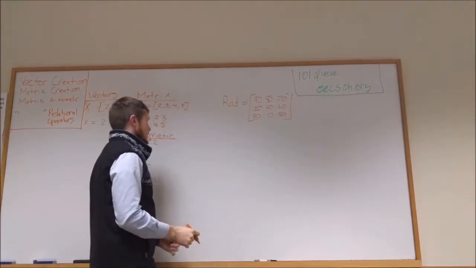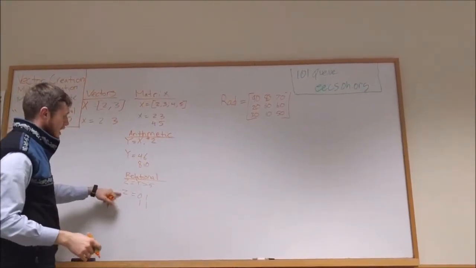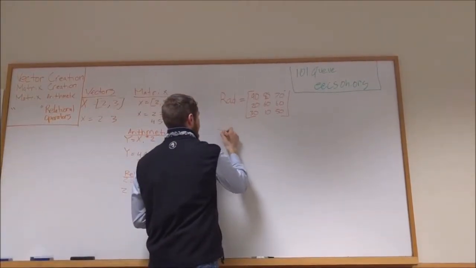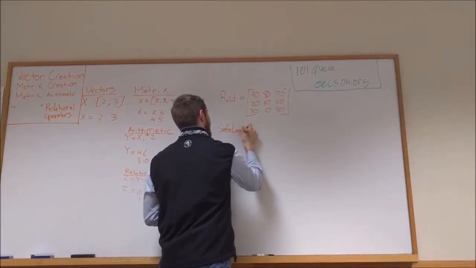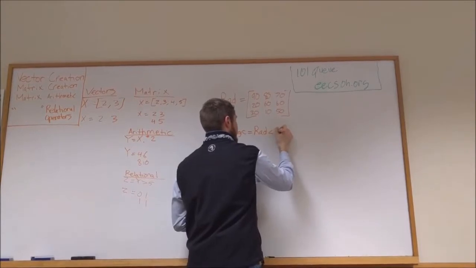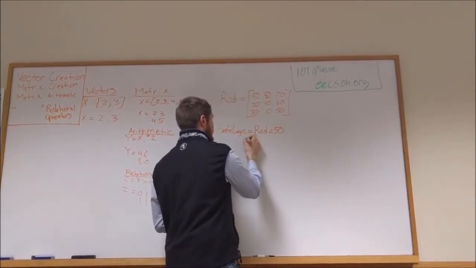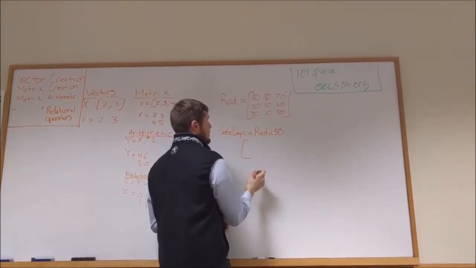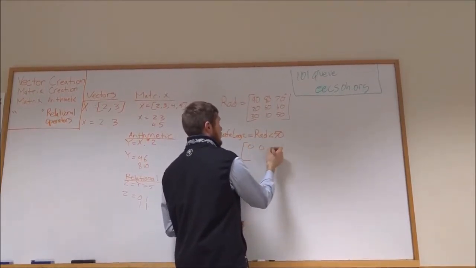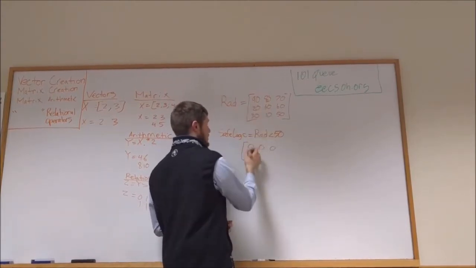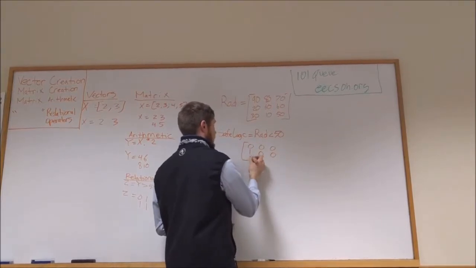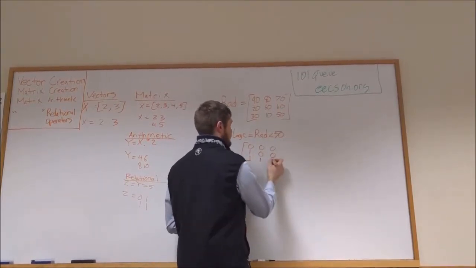So if you want to create a logical operator to see which ones are less than 50, let's call that safe logic equals rad less than 50. And so what you get from that, your output is 90 less than 50? No, it's not. It's 80. Nope. So on and so forth. But 20 is. So is 30 and 10, but 50 is not.